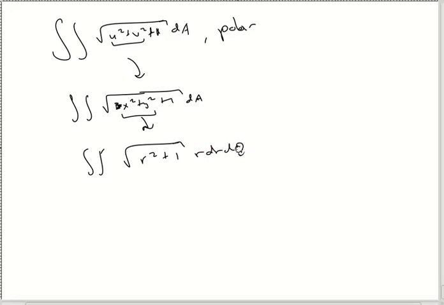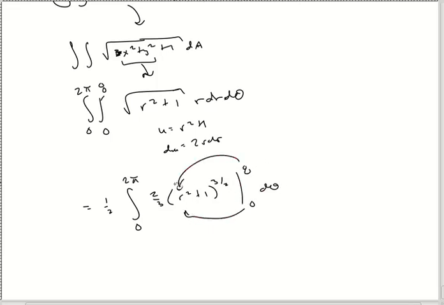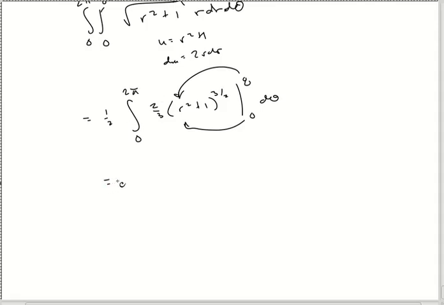r dr d theta, and I'm going from 0 to 8, 0 to 2 pi. Notice that we'll have a u substitution here, r squared plus 1, du is 2r dr. So essentially I'm going to divide by the half, 0 to 2 pi, 2/3 power, r squared plus 1 to the 3 halves, from 0 to 8, and then d theta. So the 8 and the 0 both get plugged in. You're going to get something from both of those guys. The 2's cancel. You get a 1/3 in the front now.